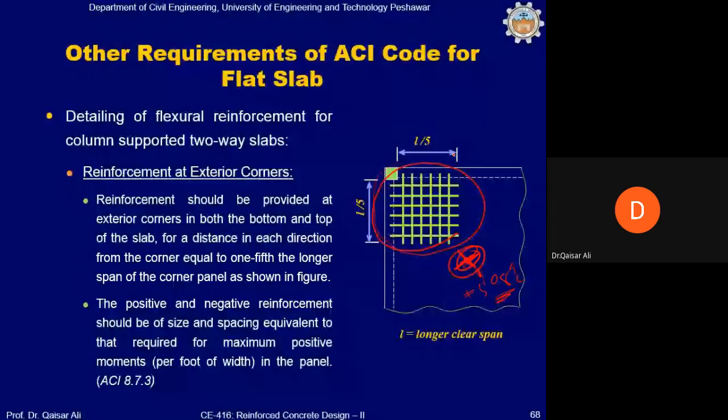So in this 5 by 4 feet portion, this mesh will be provided with a spacing equal to the maximum spacing of the positive reinforcement in the same panel. This has been written over here. The positive and negative reinforcement should be of size and spacing equivalent to that required for maximum positive reinforcement in that panel.